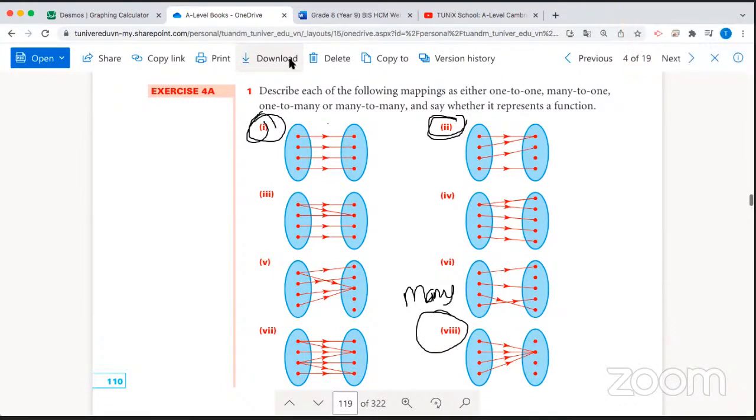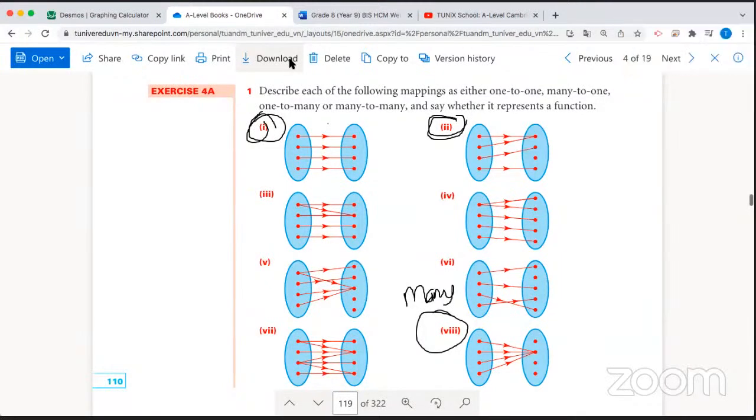What about number 5? Oh, many to one. No, one to many. Oh yeah, one to many. Sorry, my bad. So it's not a function. What about 6? One to one. So it's a function. What about 7? One to many. No, many to one, and also one to many. Yeah, I agree. So that means it's not a function, because of the one to many.